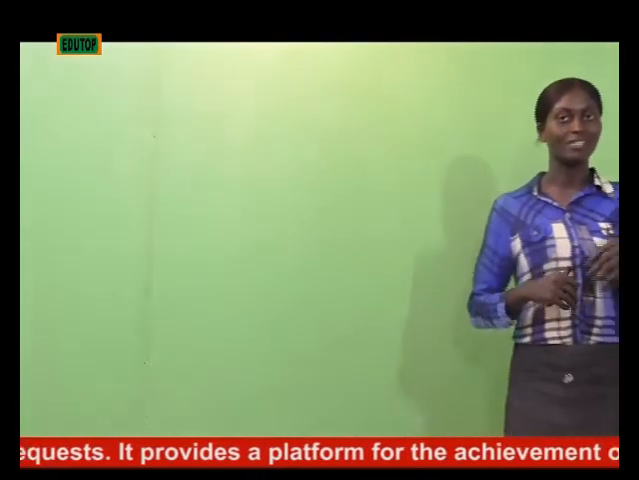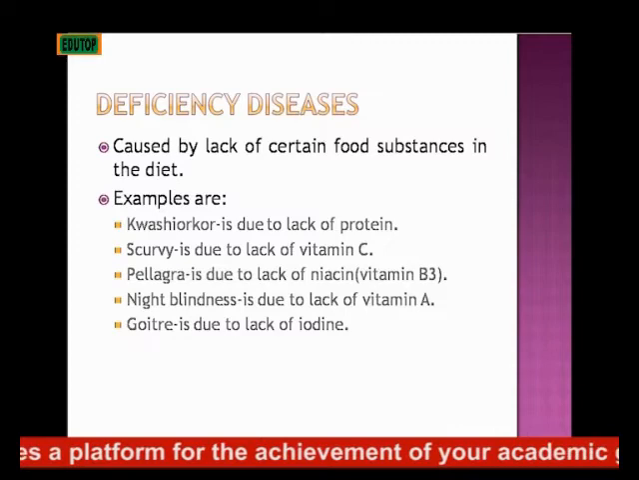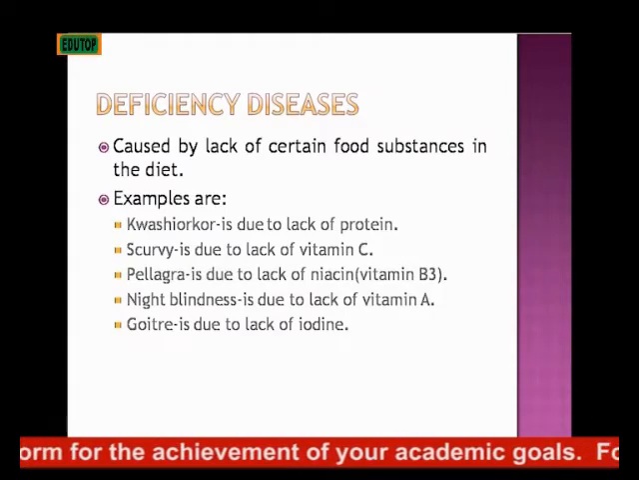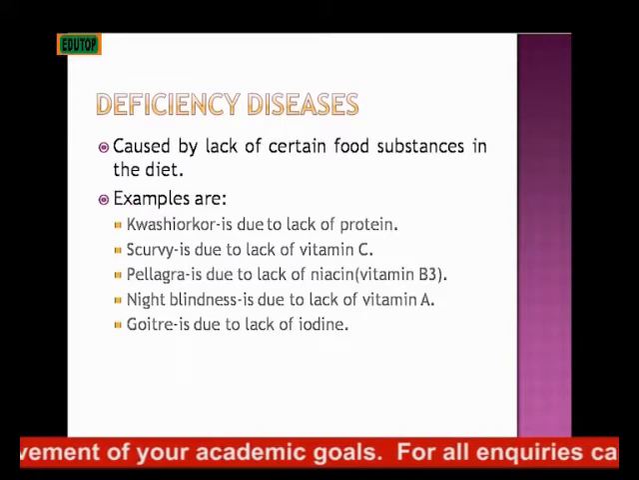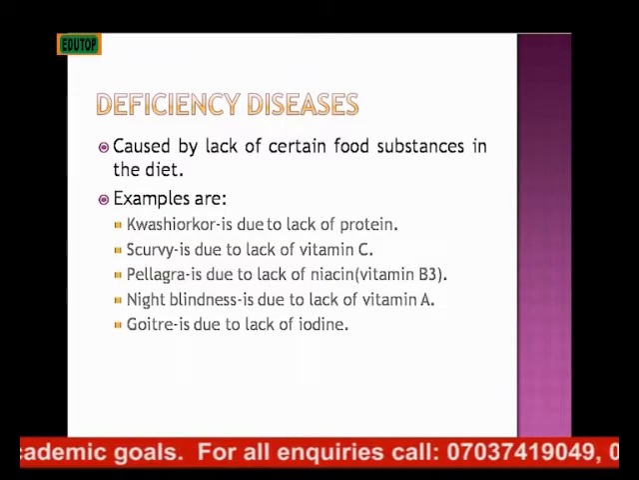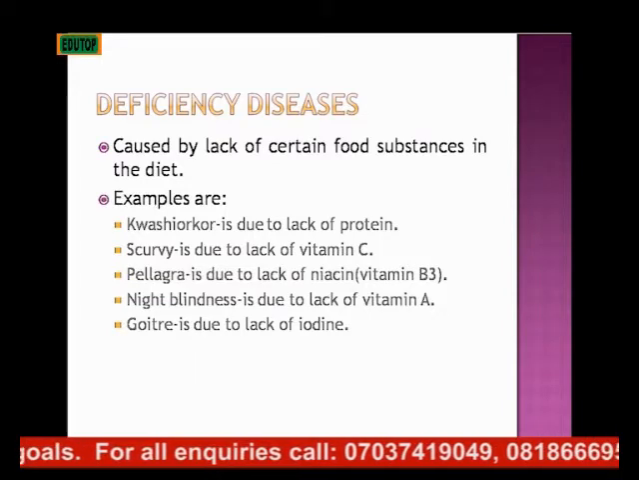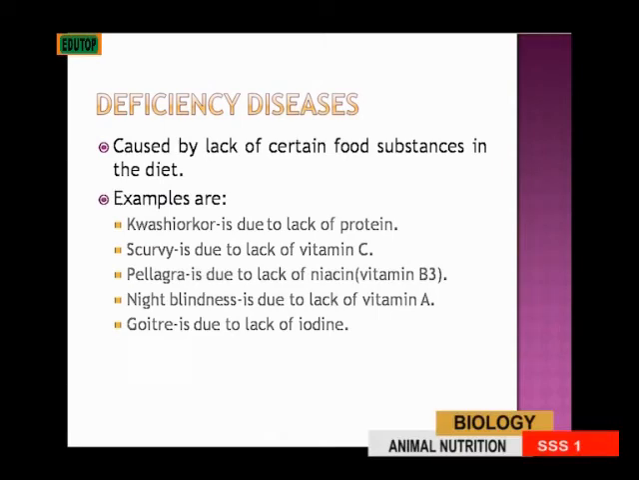Deficiency diseases. What are deficiency diseases? These are diseases that are caused by lack of certain food substances in the diet. And examples of deficiency diseases include kwashiorkor. Kwashiorkor is due to lack of protein in the body. Then scurvy. Scurvy is due to lack of vitamin C.